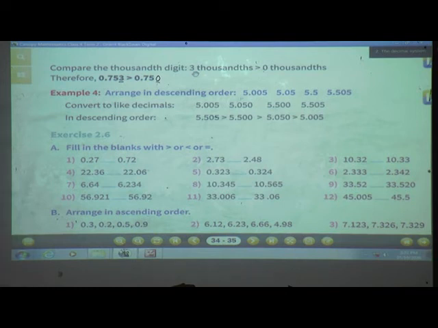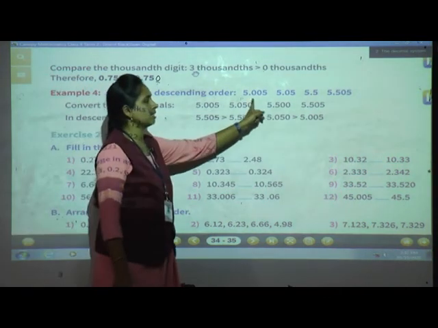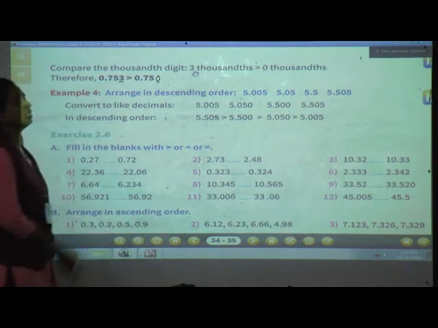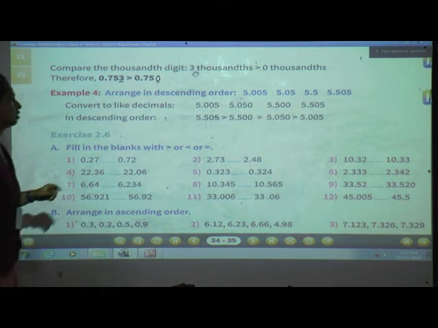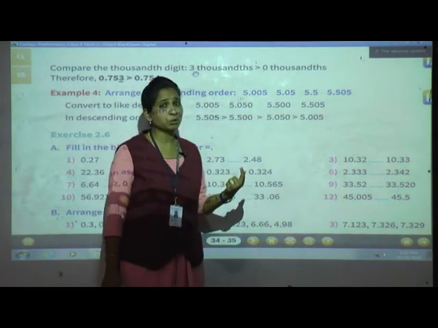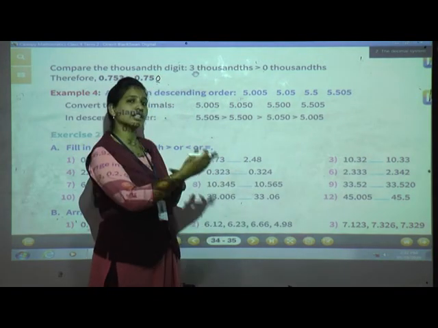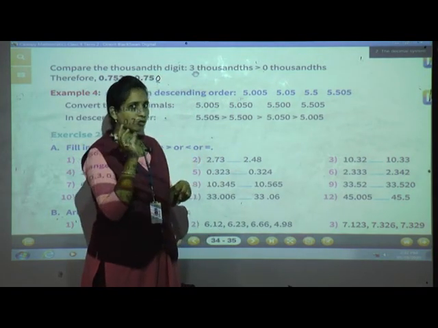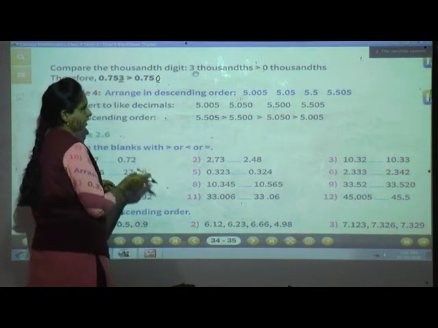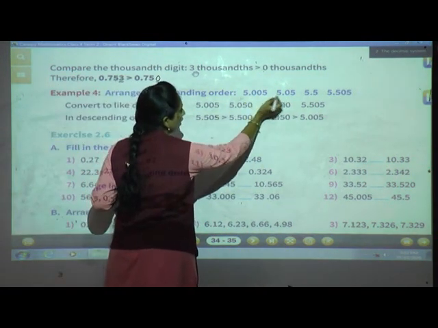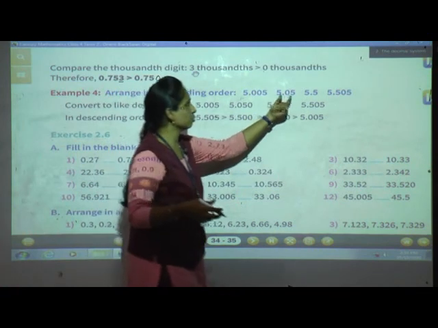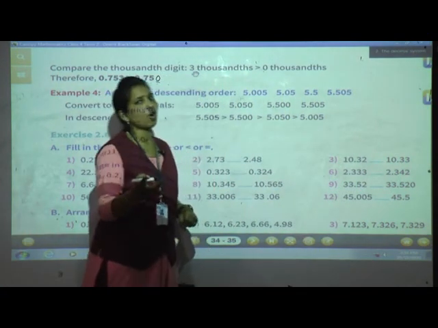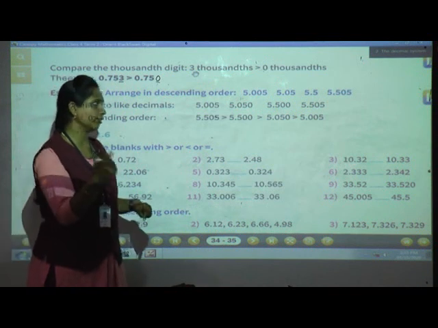Now example number 4. Arrange in descending order. Now see, we have to arrange these given decimal numbers into descending order. Descending order means what? Greater to smaller. First we need to convert all these numbers into like decimals. Like decimals means after the decimal point all the decimal places should be equal. Now you see 5.005, 5.05, 5.5, 5.500. Here the places are 3, 2, 1, 3. So we have to convert all the numbers into 3 places after the decimal point.